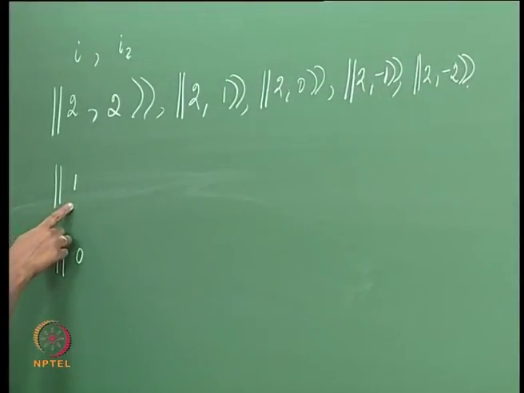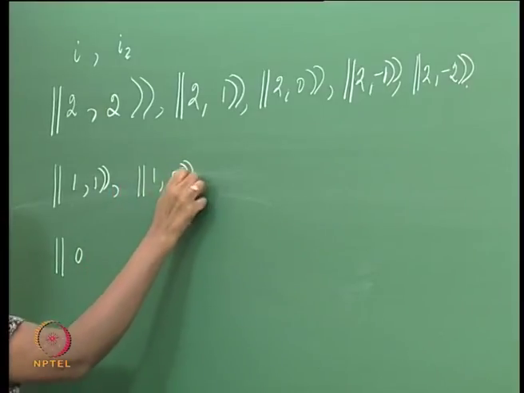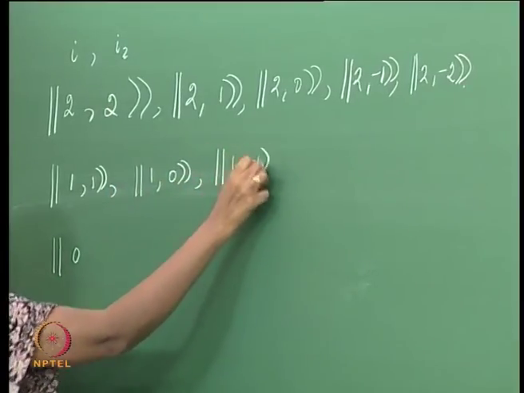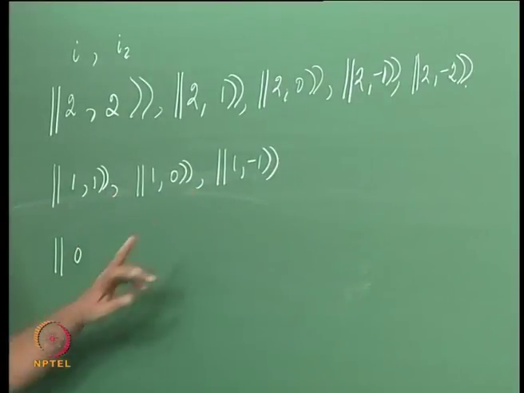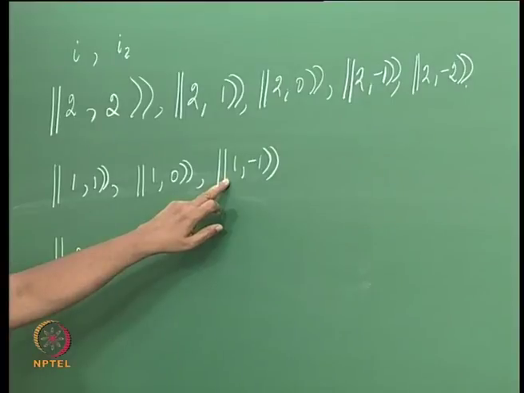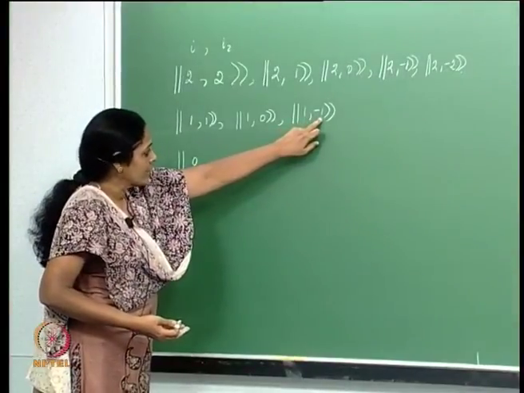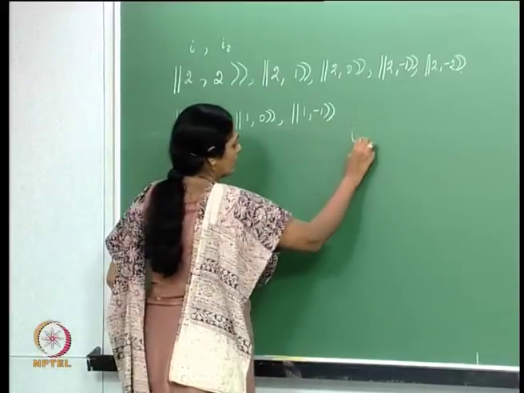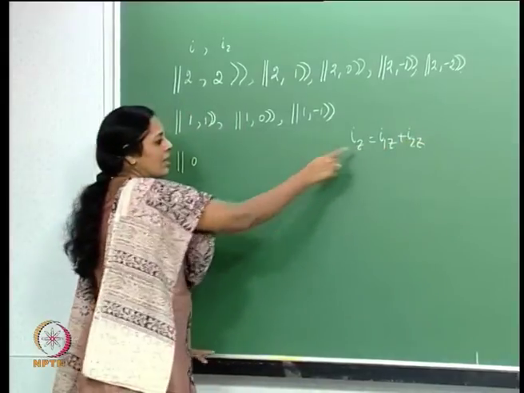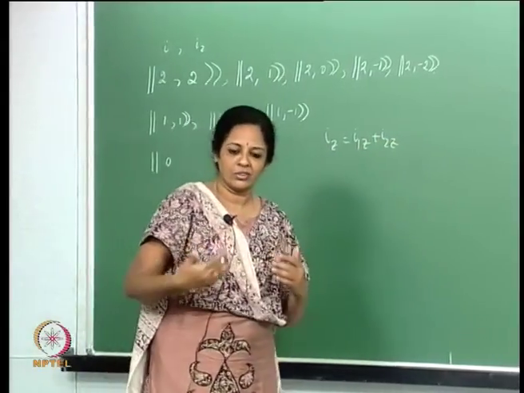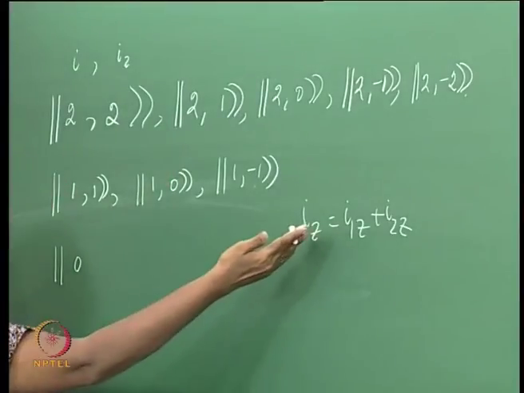Similarly, if I is 1, I have 1 1, 1 0, and 1 minus 1. The second entry is Iz. So we are now discussing the coupled state. This is the total isospin, the net isospin of the coupled system of 2 pions, and this is the net Iz value. And it is good to remember that Iz is I1z plus I2z. That means take the Iz value of the first pion, the Iz value of the second pion, add them up like you would scalars, and you get Iz.